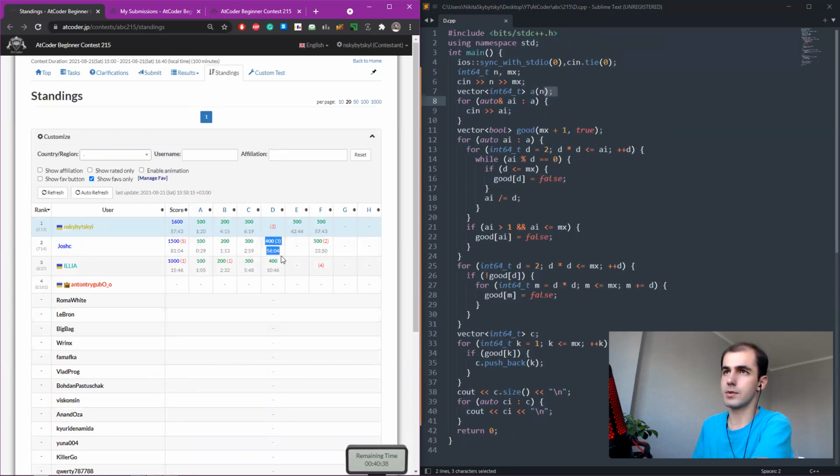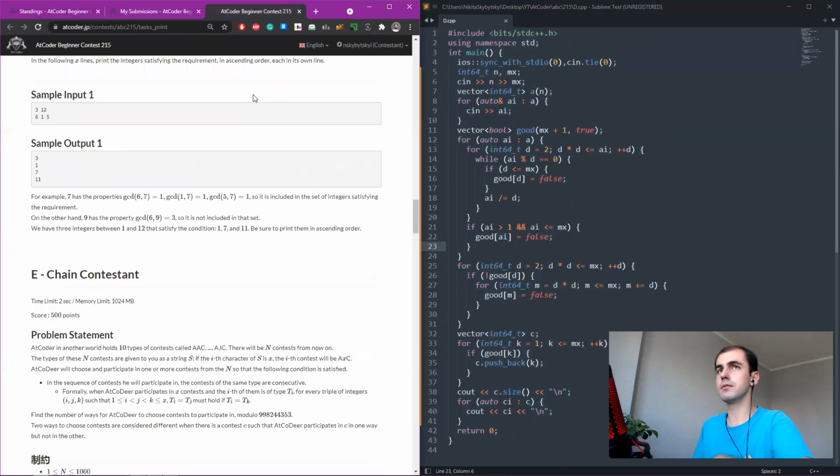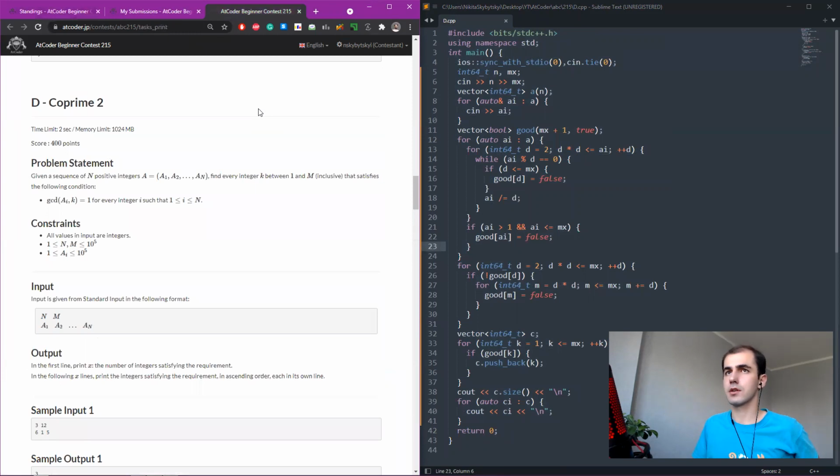Whoa, okay, so this problem is complicated, I guess. Or rather not complicated, but it can be tricky. Maybe I'm not reading the constraints carefully enough. Coprime to every number, right? Coprime to every number. So if they are not coprime to one single number, then they are bad already.